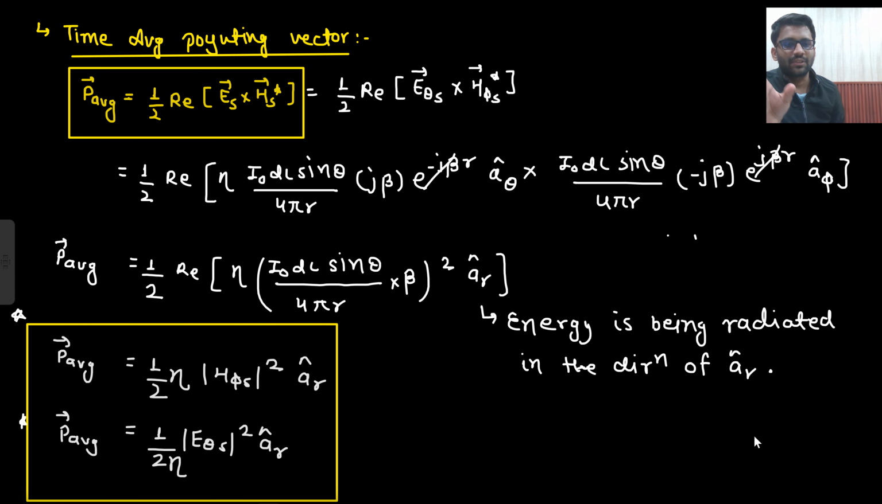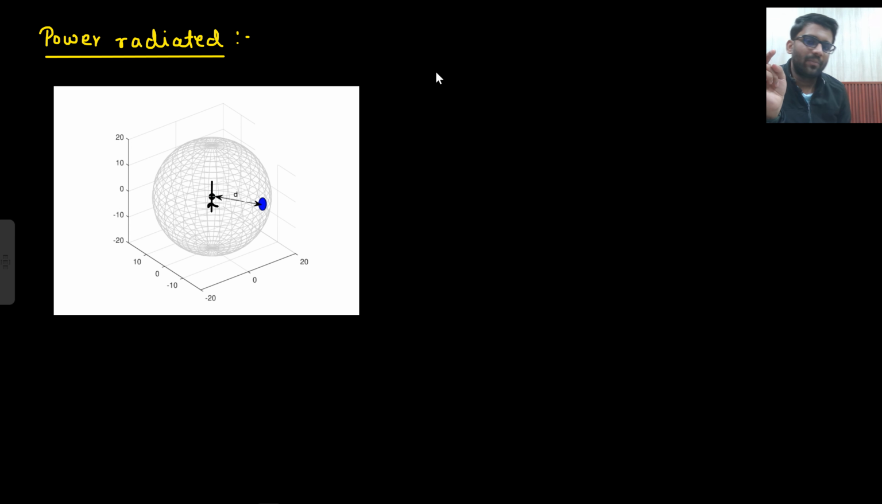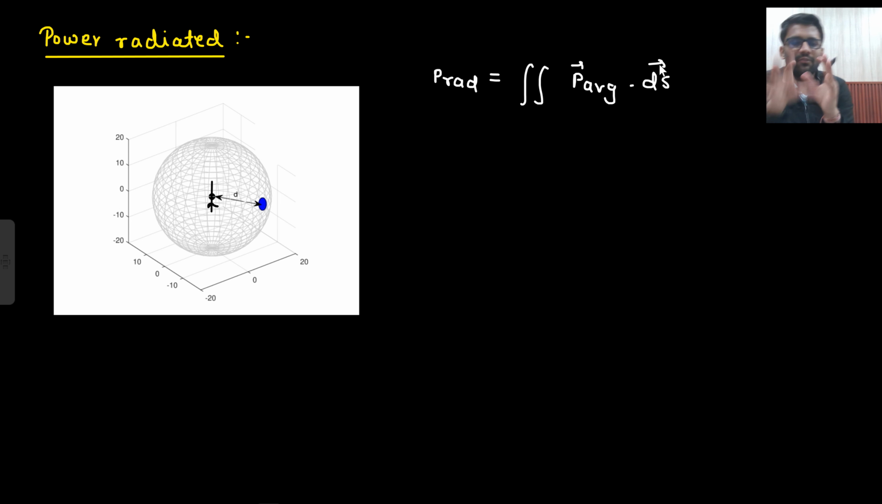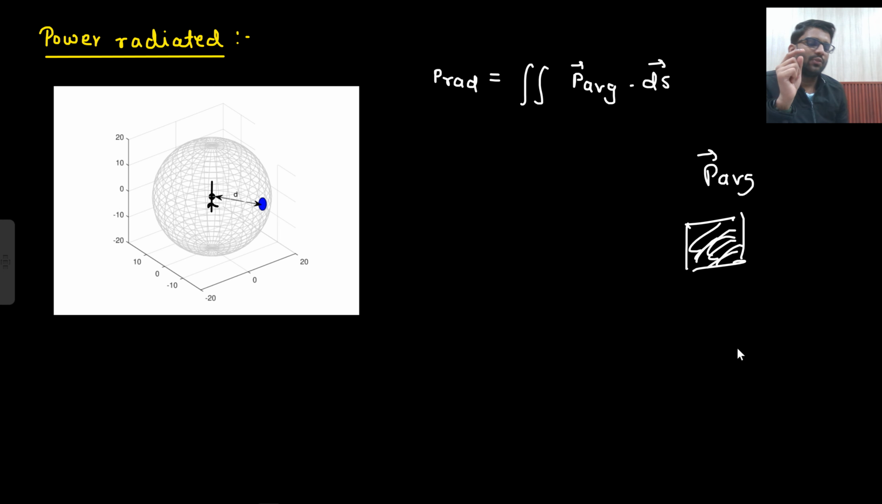Now we have the P average expression. What do we need to find? We need to find our P radiated. So for that, what is the process? P average dot ds. Till now in EM wave we saw these kinds of questions. If you remember, there was a question where I gave you a rectangular surface and you had the P average expression, and then I asked you to find the total power. Then what did I do? That this was a surface of 100 meter square, it had an area of dx dy and the direction would be AZ cap.